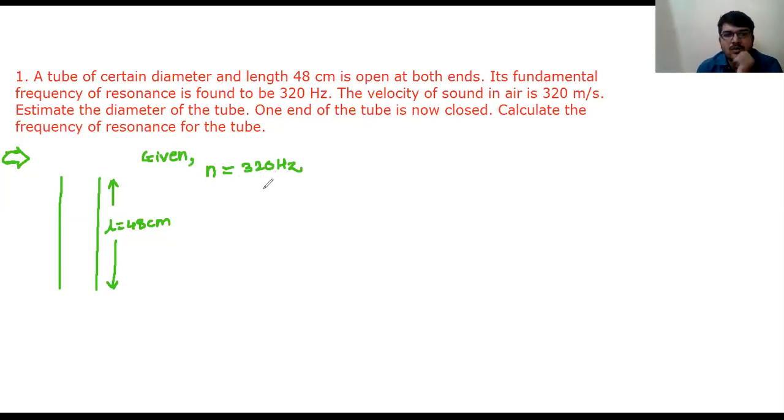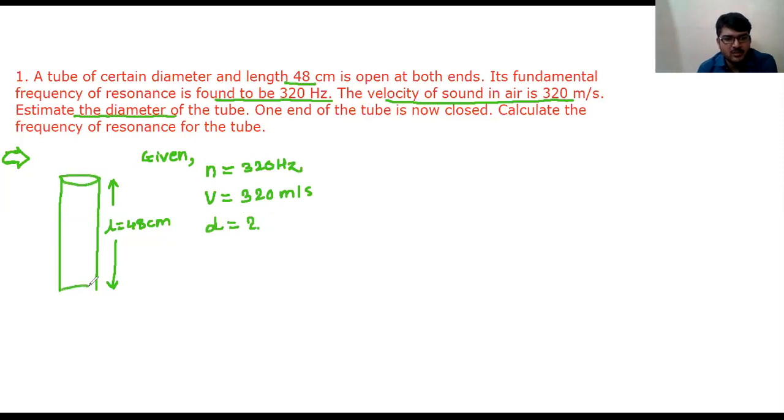Next, now he has given velocity of sound. You can see here, this is velocity of sound in air. This is frequency. This is length. So velocity of sound in air also he has given. V is equal to 320 meter per second. And he is asking to estimate the diameter of the tube. So first of all we have to find the diameter of the tube. Diameter of the tube means this one. This is a tube which is open at both ends, and he is asking you this diameter. This diameter is how much?